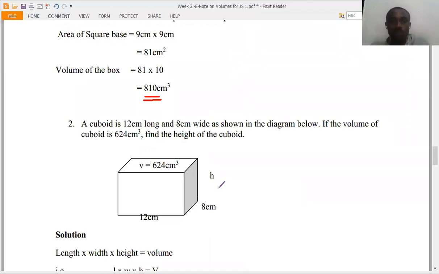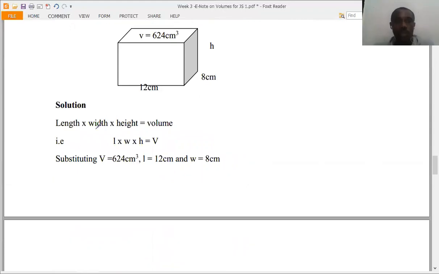Example 2. A cuboid is 12 centimeters long and 8 centimeters wide, as shown in the diagram below. If the volume of the cuboid is 624 centimeters cubed, find the height of the cuboid. So here is the diagram. We are supposed to calculate the height. Okay? All right.